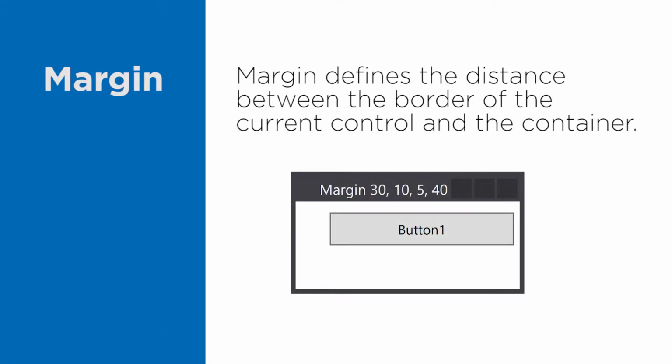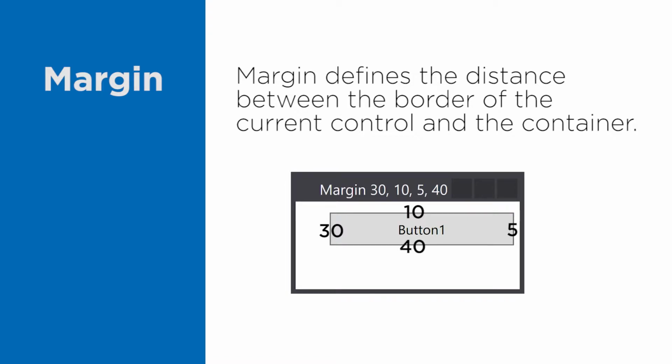Here is a screenshot from XAML Designer. The margins are 30, 10, 5 and 40. The margin values are applied clockwise from the control left side. So the left margin is 30, up is 10, right is 5 and bottom is 40.